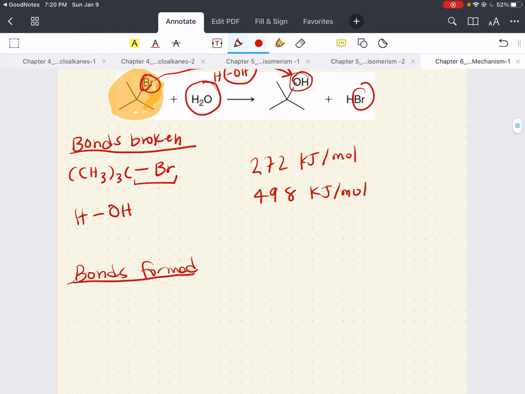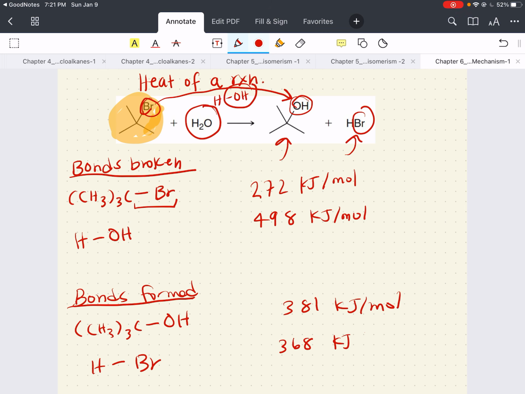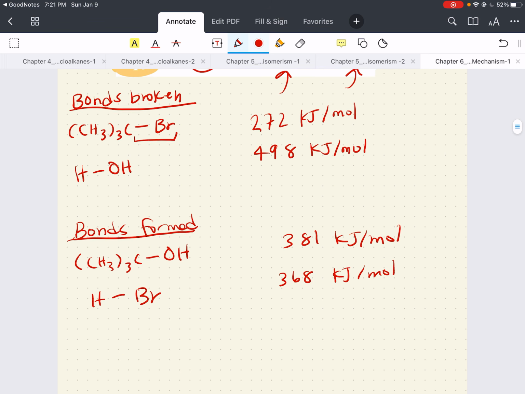Now, what bonds are being formed? Obviously, these two products are being formed. So we're going to write that: CH3C now with an OH, and then we form hydrogen bromide. Now, the values for these are 381 kilojoules per mole and 368 kilojoules per mole. Now, we have all the values.